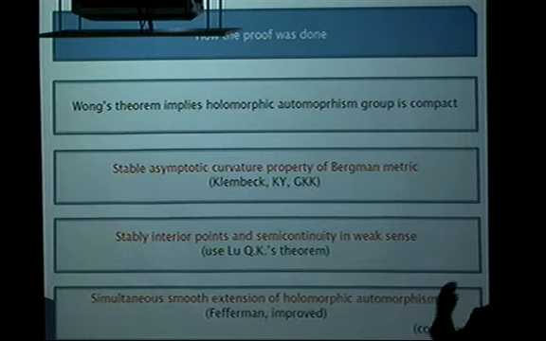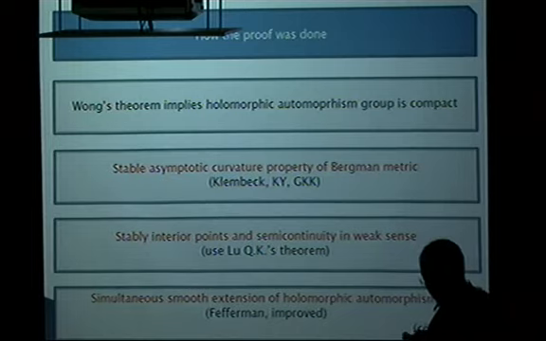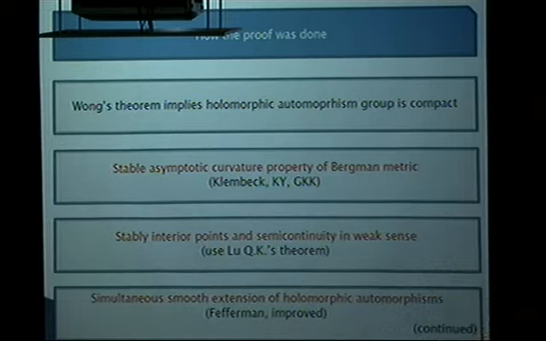Klembeck's theorem is that if you have a bounded strongly pseudoconvex domain with C infinity boundary, then as you go out to the boundary, the holomorphic sectional curvature converges to a negative constant. He gives a definite value. That's the holomorphic sectional curvature of the ball, which is -4 over (complex dimension + 1). So that was Klembeck's theorem. And then, to be absolutely honest, the Greene-Krantz paper uses Klembeck's theorem, assuming that Klembeck's result is stable.